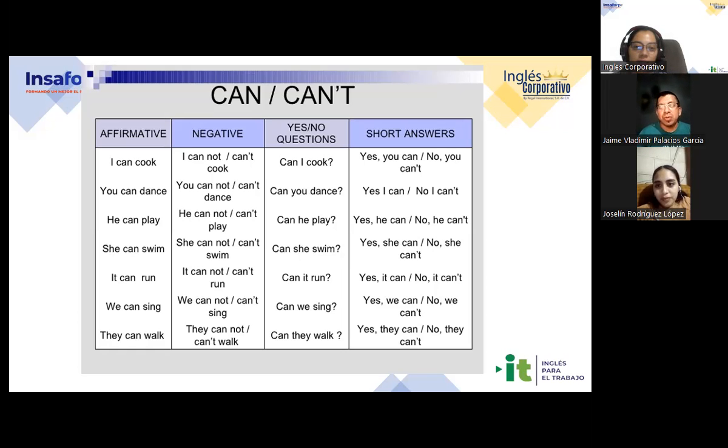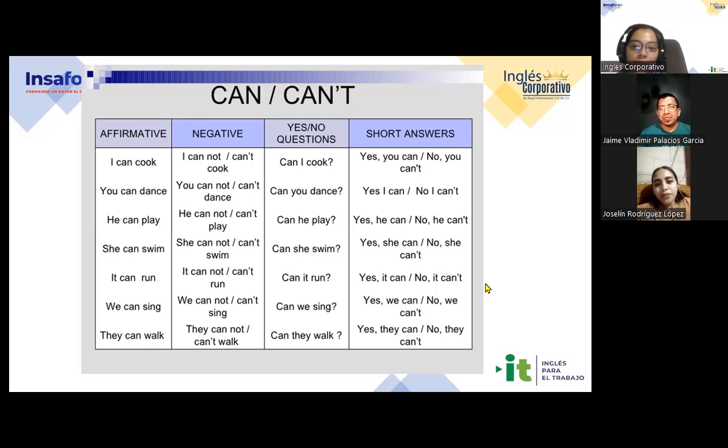Can you go to home? Yes, I can. Can you go to the bank this day? No, I can't. Can you have cats in your home? Yes, I can. Can you go to the park? Yes, I can. Can you play soccer? Yes, I can. Okay, I finished, teacher. Excellent. Very good. Muy bien.